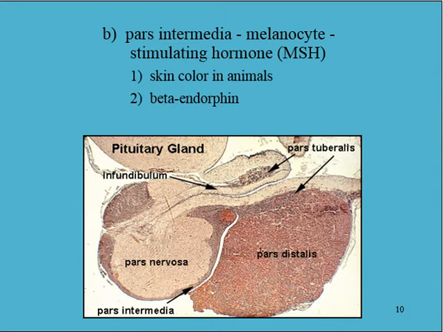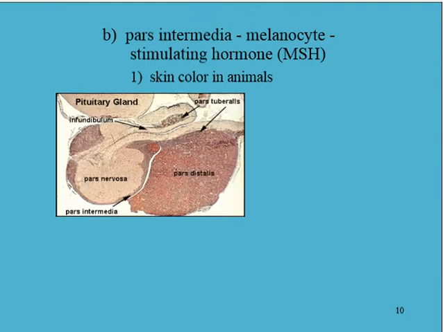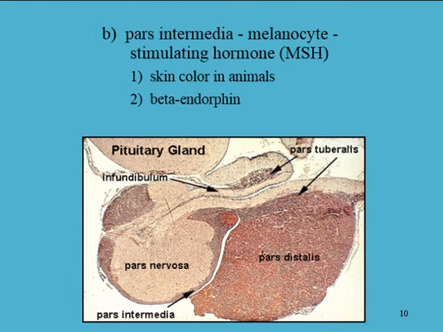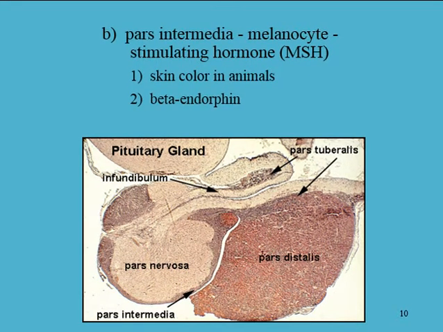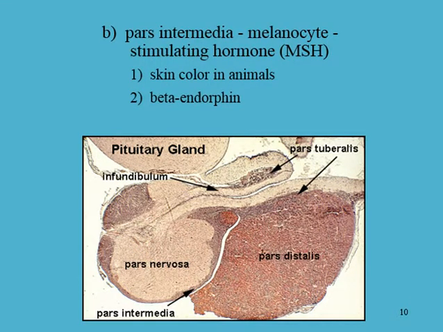Pars intermedia. So it turns out that if we look at a fetus, they don't just have an anterior pituitary and a posterior pituitary. They have a structure that's located between the anterior and the posterior that they call pars intermedia. Right? So this would be anterior. They're using different terms here. This would be posterior. Once this structure is finished forming, the pars intermedia actually merges with the anterior pituitary.